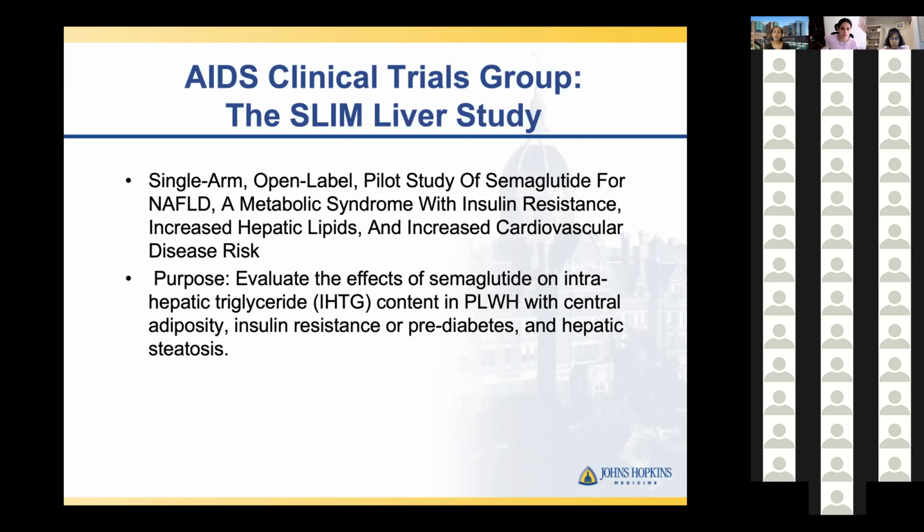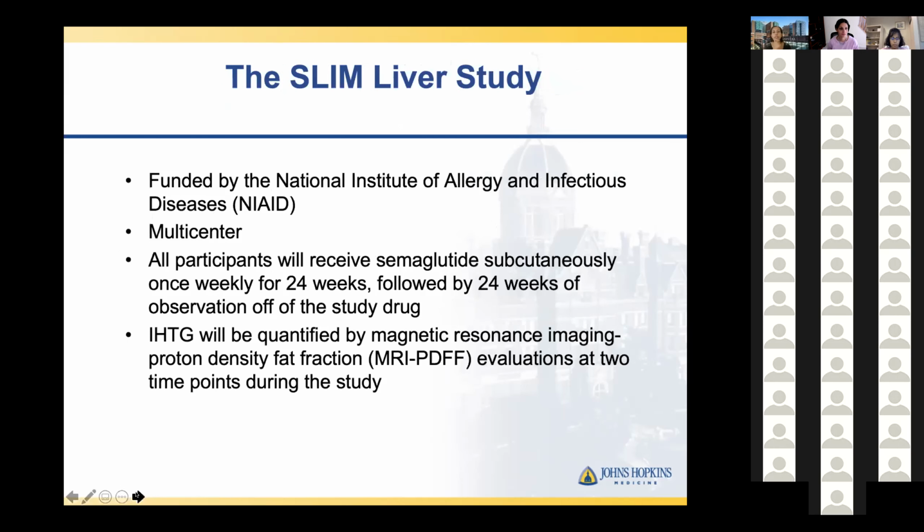The purpose is to evaluate the effect of semaglutide on intrahepatic triglyceride content in persons living with HIV with central adiposity, insulin resistance, prediabetes, and hepatic steatosis. This is funded by the NIAID, the National Institute of Allergy and Infectious Diseases. It's multi-center. I counted at least 8 centers, including one in Brazil. All patients will receive semaglutide subcutaneously once weekly for 24 weeks, followed by observation for 24 weeks off the study drug.